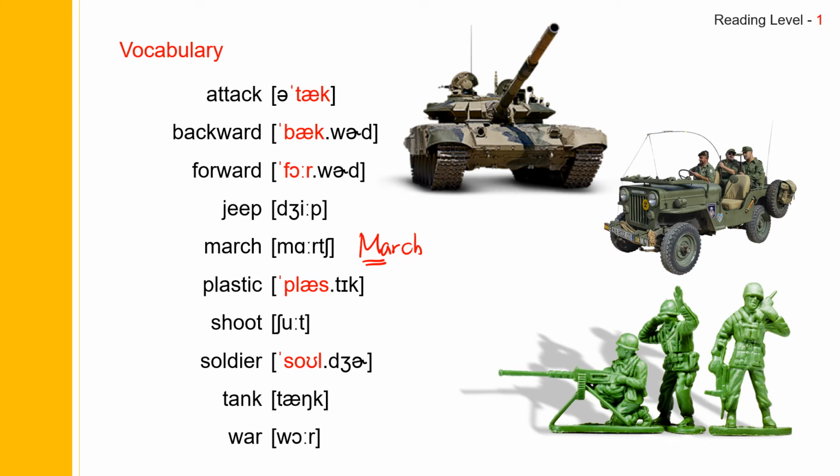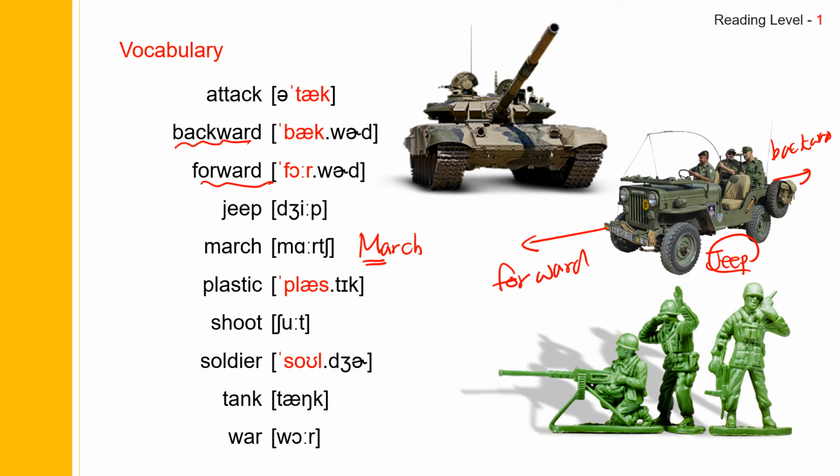Okay, let us study the vocabulary from the beginning. Attack and backward. Look at this. This is a jeep. And if it goes this way, this is forward. And then if it goes this way, it will be backward. Okay? Backward and forward. And this one is a jeep.